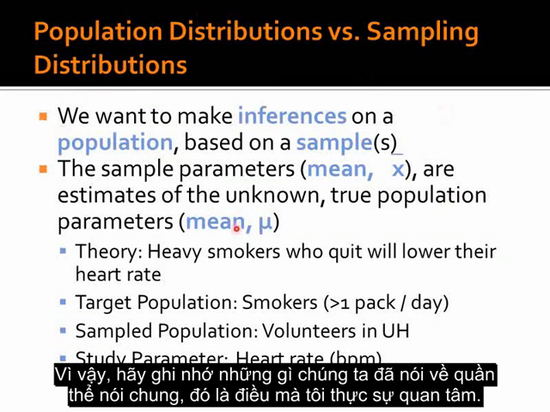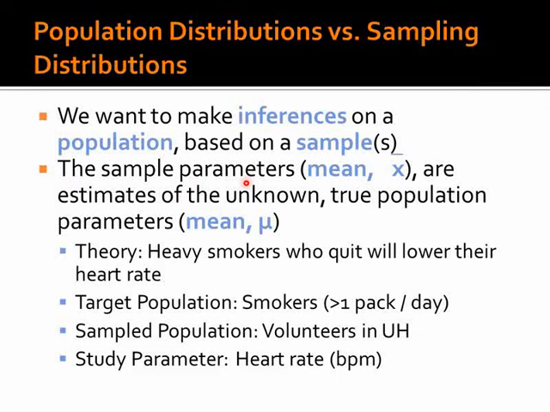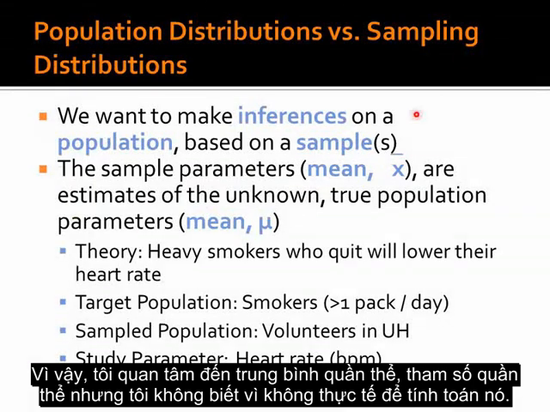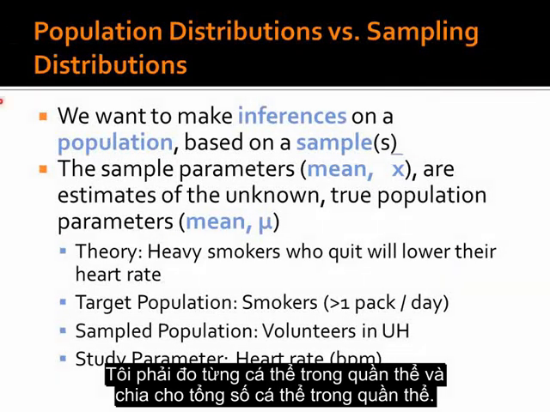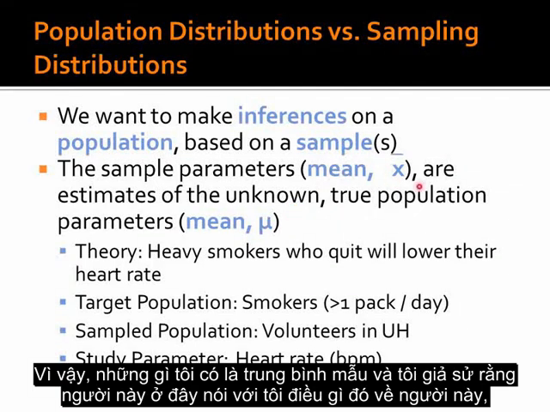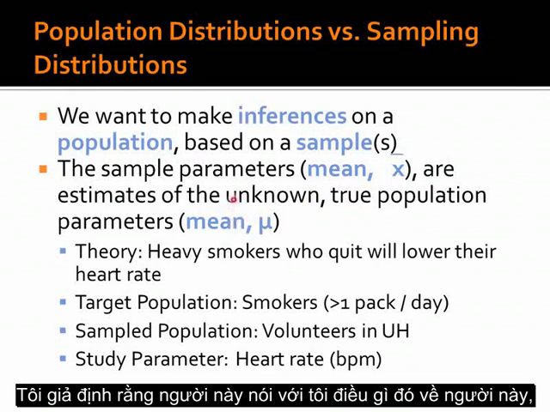So keep in mind, the population as a whole is the one I'm really interested in. I'm interested in the population mean, or some other parameter about the population, but it's usually the mean. I don't know it because it's impractical to calculate it. How would I calculate it? I'd have to measure every single individual in the population and divide by the total number of individuals in the population. Again, impractical. So what do I have? I have the sample mean, and I assume that this one tells me something about that one. Notice I didn't say they're exactly the same, but I'm assuming that this one tells me something about that one.